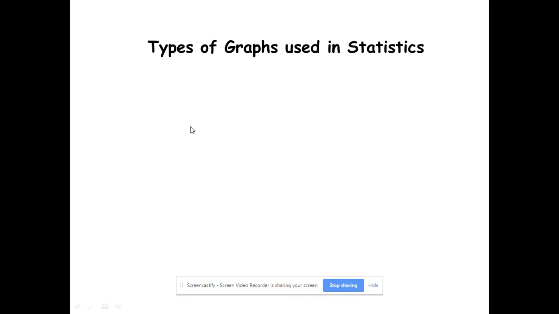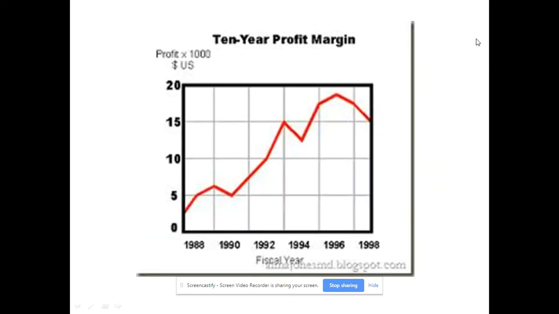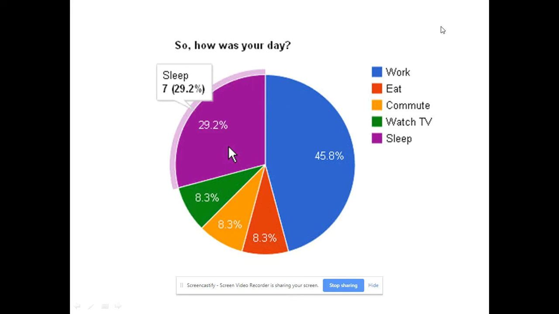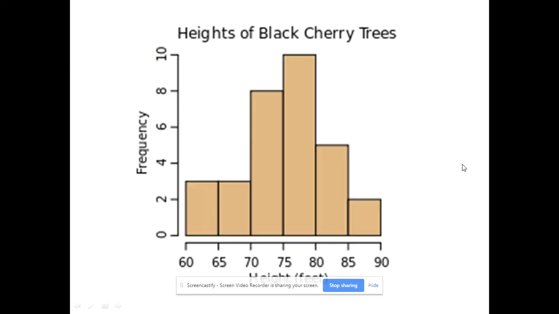All right, so there's lots of different types of graphs that are used in statistics. We have a bar graph. We have a line graph. We have a bar graph, but it goes in the horizontal position. You can have a pie graph. This is a picture graph where each one of these little symbols represents $10. So, for instance, on Thursday, you spent $25.